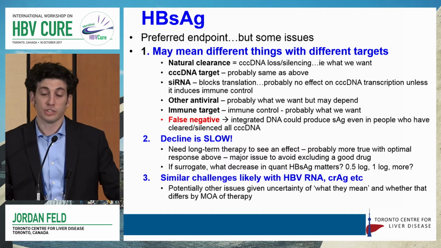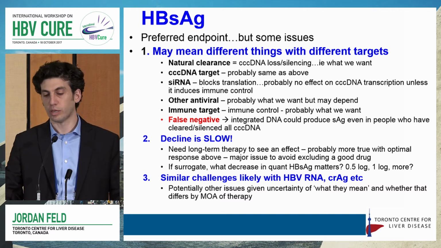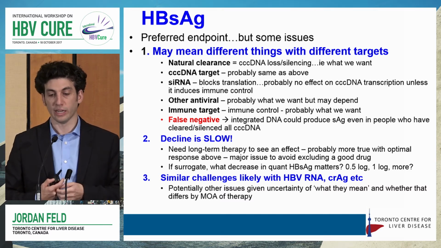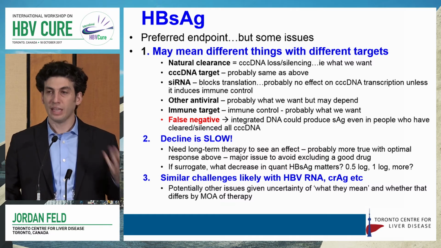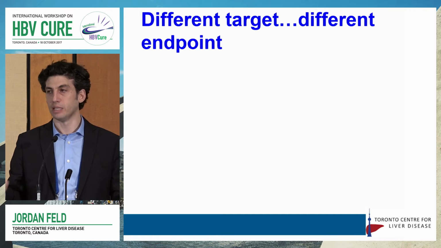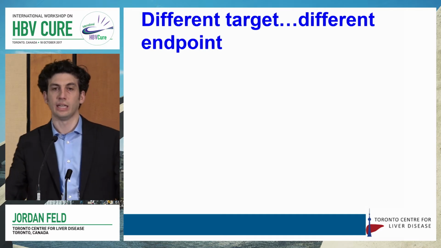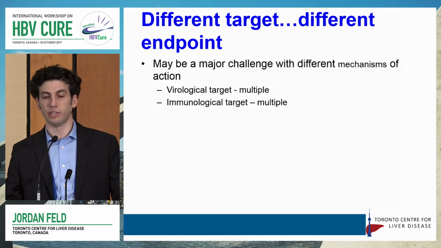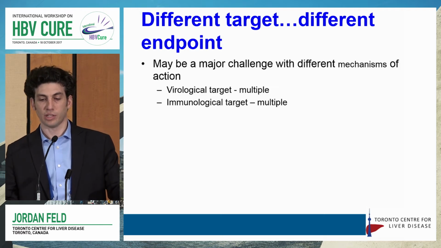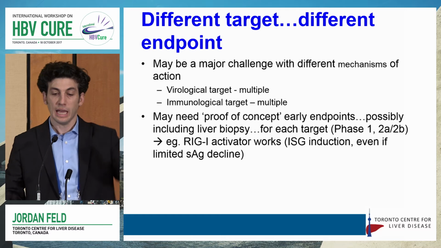And we might have similar challenges if you look at other markers of what we believe to reflect cccDNA transcription. We heard about HBV RNA and core-related antigen. But what they mean in a particular context and with a different mechanism of action of your therapy really may differ. So this is a bit challenging, and really you may end up struggling with needing a different endpoint for each of your different targets. So if you have a virological target or an immunological target, you may actually have to look at different endpoints.